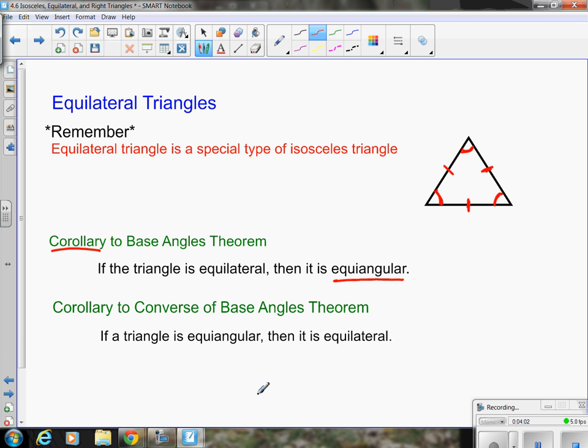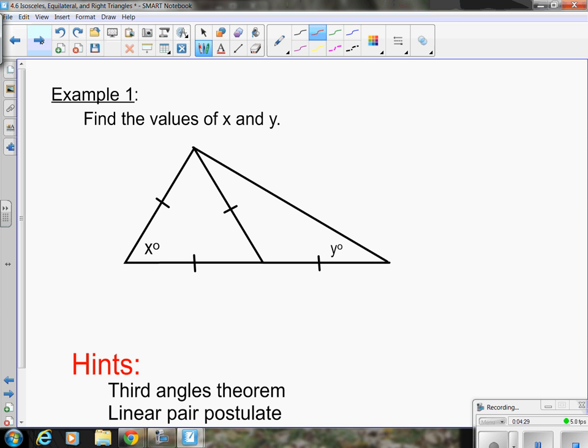On a side note, remember the triangle sum theorem says the sum of all these angles is 180. So I could say x plus x plus x equals 180. It's helpful to know that the measure of an angle in an equilateral triangle is going to be 180 divided by 3, 60 degrees. Useful fact, and it'll come in handy in problems like this.